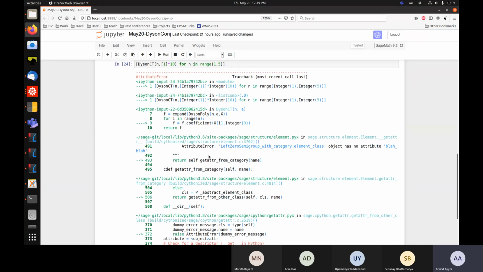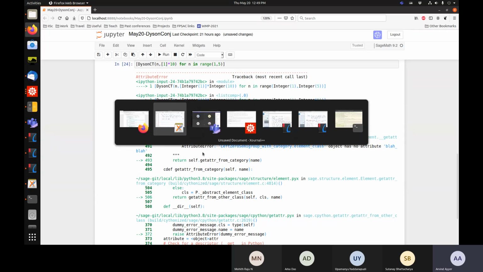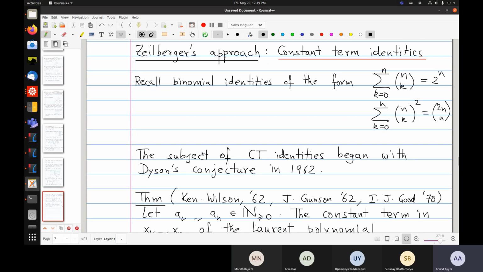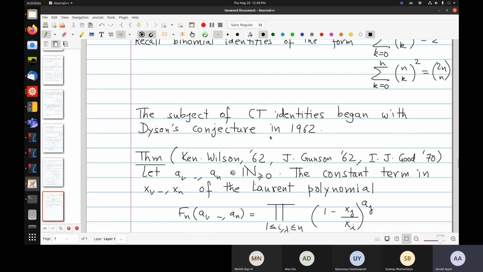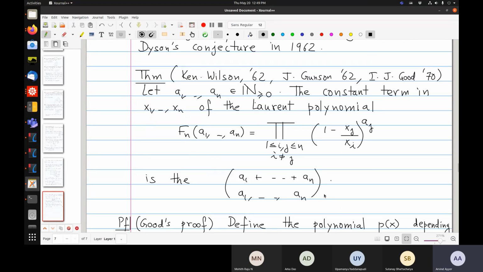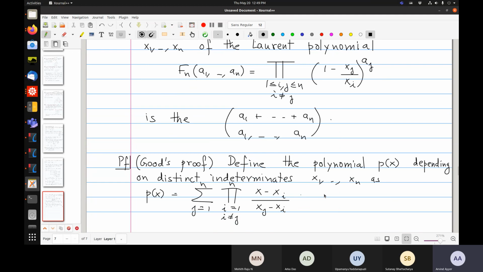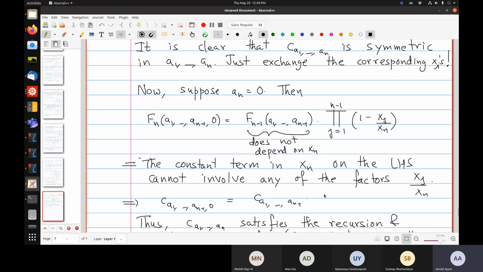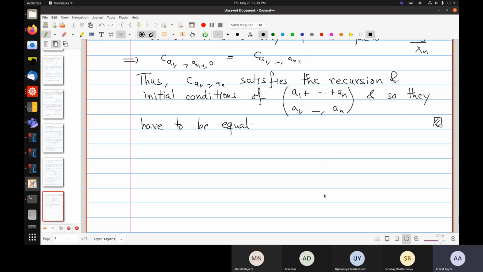So in the last 10 minutes I want to say, this was in 1962, the Dyson conjecture, and Good's proof is in 1970. After this, people started discovering a lot of interesting constant term identities, and they started proving them. This became a sort of minor industry in combinatorics. Let me give you one generalization of Good's identity, which was conjectured by Andrews.